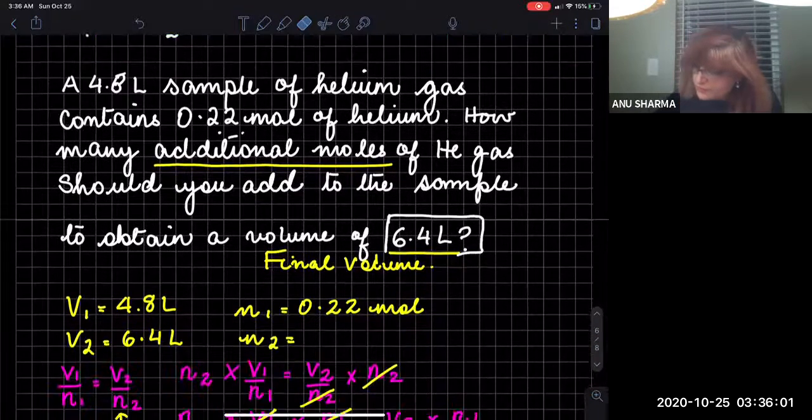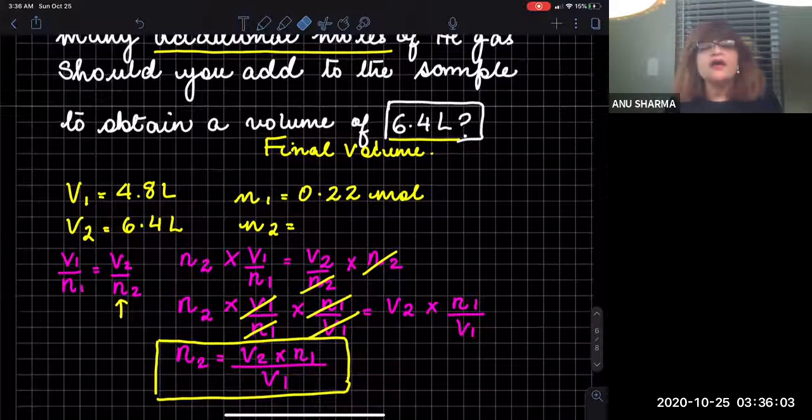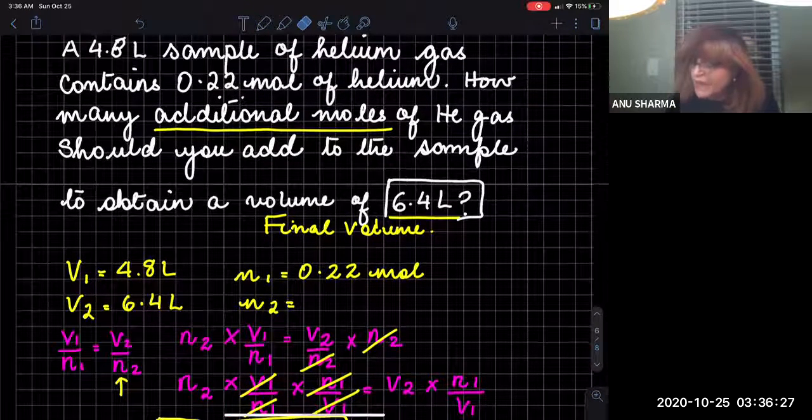So let's write down what is given to us. We are given 4.8 liters of volume 1, and it became 6.4 liters as that's our volume 2. For the volume 1, the number of moles were 0.22 moles, and we need to find the number of moles that increased the volume to 6.4. And the question is asking one additional step: how many additional moles of helium gas should you add to the sample to obtain a volume of 6.4?